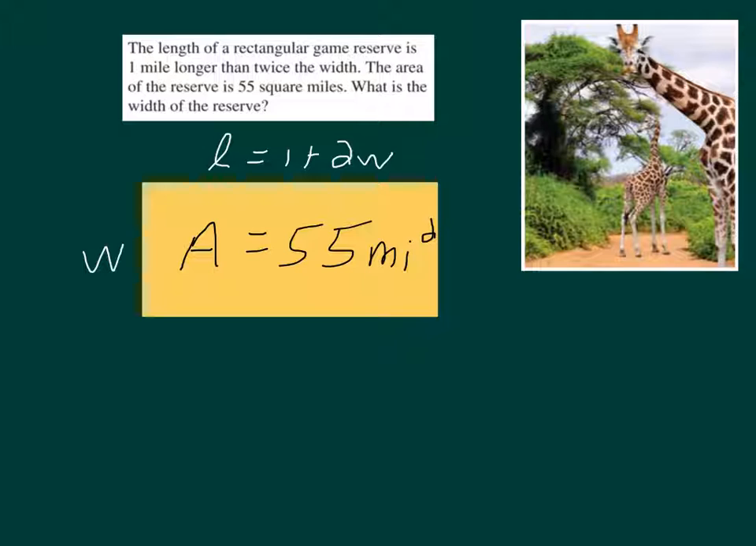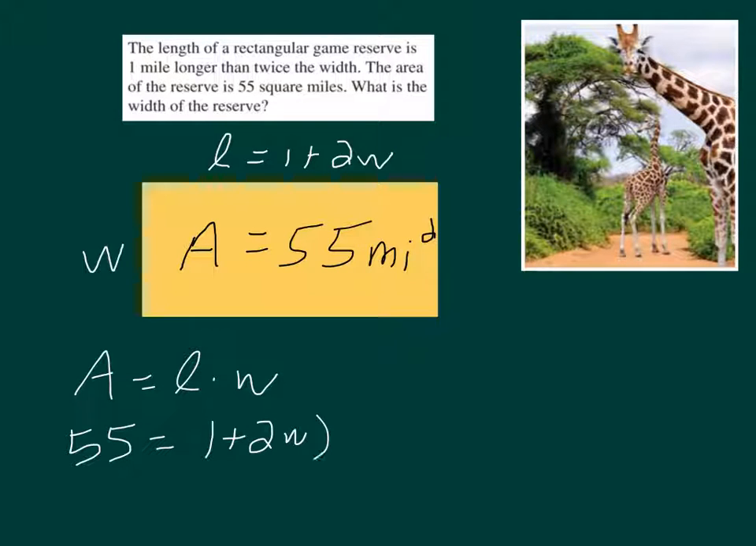So what we're looking to do here is combine the information we know with the information that we want to know to solve for W, which is the width of the reserve. Now, we know that the formula for the area of a rectangle is length times width. We know the area is 55, the length is 1 plus 2W, and the width is W.